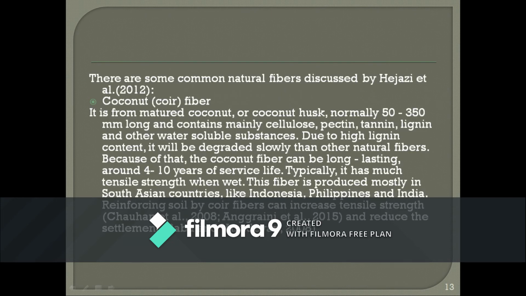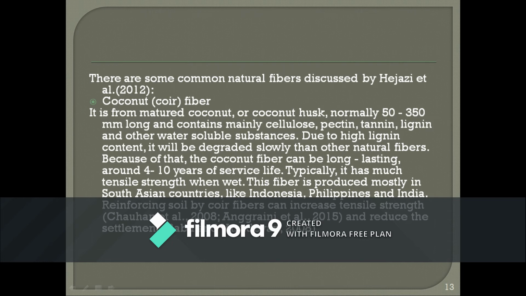So here in this slide we are discussing the natural fiber, that is coir, coconut fiber. There are some common natural fibers that are discussed, and the research was done by Hejazi et al. in 2012. Here he gives coconut fiber. It was from matured coconut or coconut husk, normally 50 to 350 mm long, and contains mainly cellulose, pectin, tannin, lignin, and other water soluble substances.